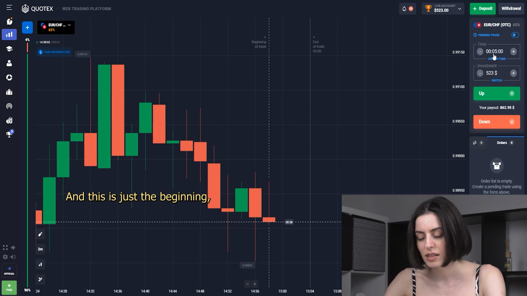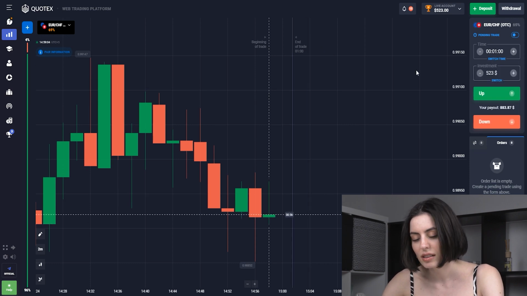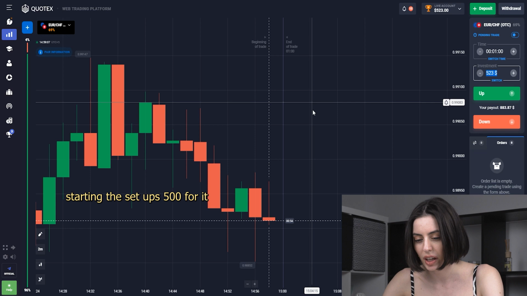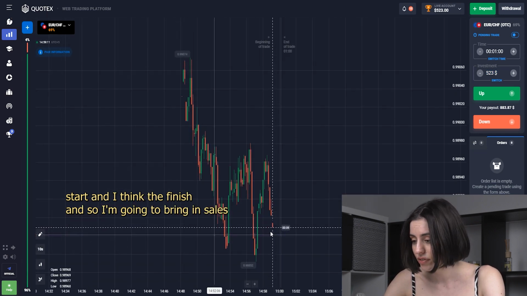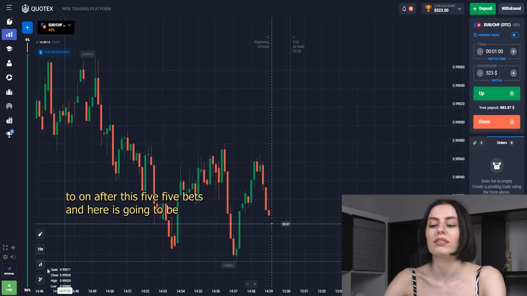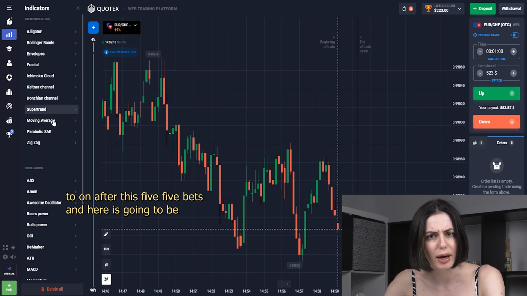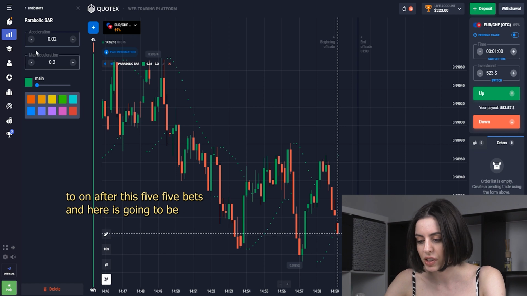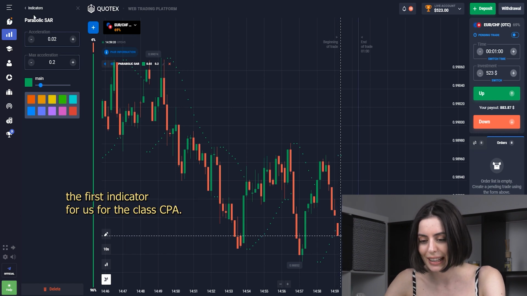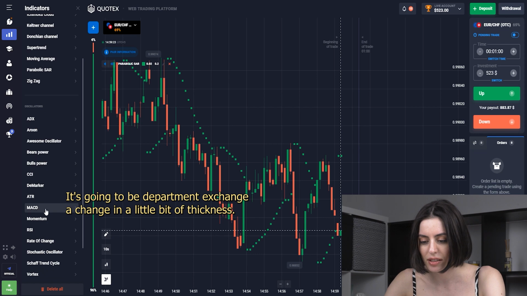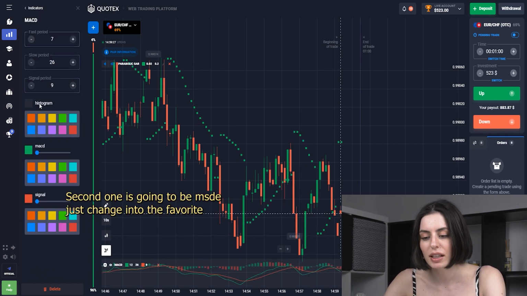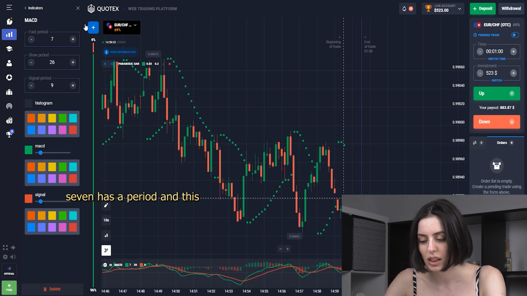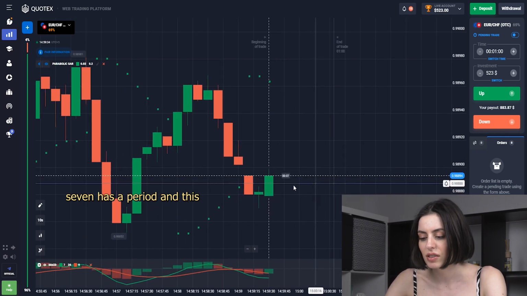And this is just the beginning, starting the setups, 500 for a start, and I think the finishing sum gonna be the nicest one after these five bets. And here is gonna be the first indicator for us with the classic period. It's gonna be the parabolic SAR, just changing a little bit of thickness. Second one is gonna be MACD, just changing to the favorite 7 as a period, and this is it.